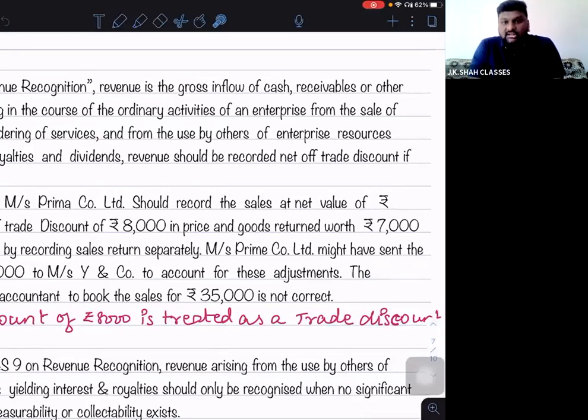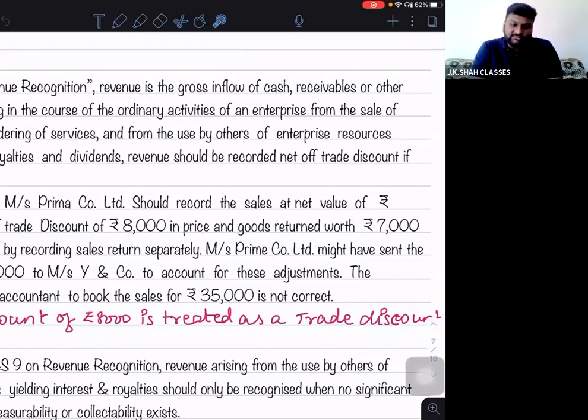Now, this question is with respect to how much revenue should be recorded. So the first paragraph over here will be with respect to the definition of revenue and what is included and what is excluded from revenue. That is what you have to write in the first paragraph. So here I will first define revenue, and then I'll say that trade discounts and sales return will be accounted separately, and revenue should be recorded net of trade discounts.